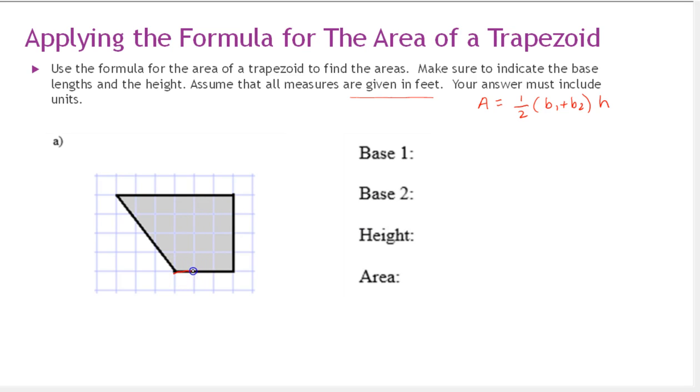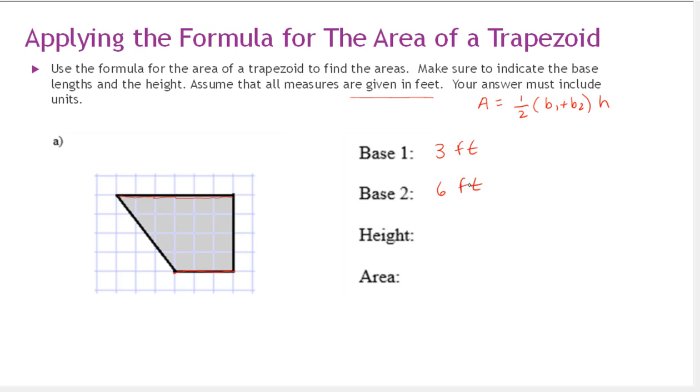So here, this has a length of 1, 2, 3. I'll call that my base 1. And this side has a length of 1, 2, 3, 4, 5, 6. And I'll call that my base 2. And again, it doesn't matter which you call which.